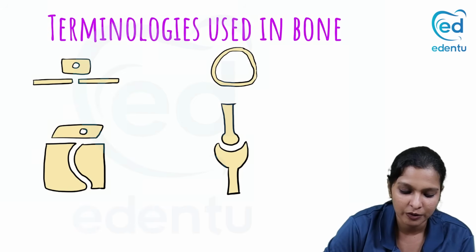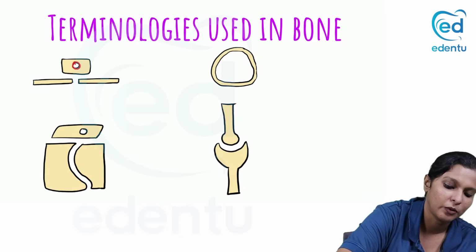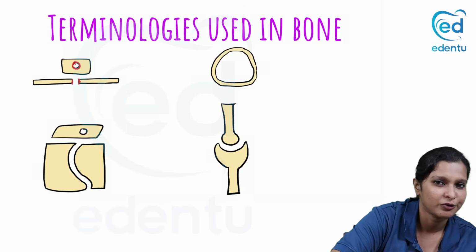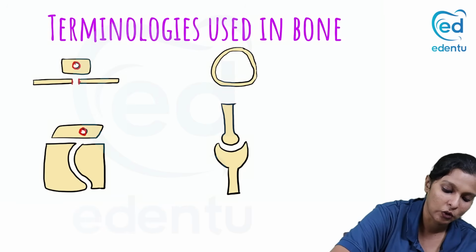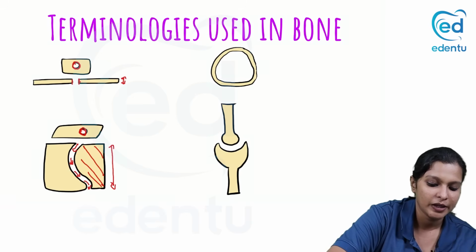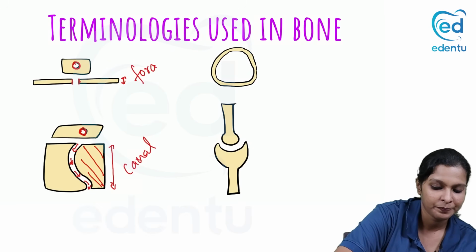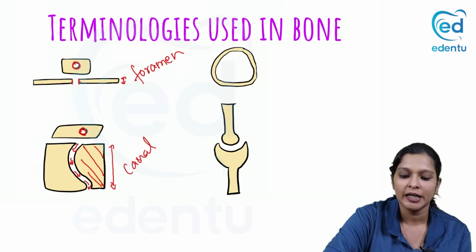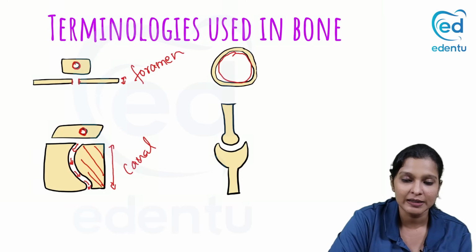Then we'll move on to the next set of terminologies. These are also used in bone only. If there is a hole in the bone, like this, in a very thin part of the bone, then it is called a foramen. Whereas if there is a hole that leads to an entire pathway, because the bone is very thick, you can see the bone is very thick. This is the thickness, whereas here it is very thin. Then this is called a canal. This is called a foramen and that is called a canal. And inside the bone, if there is an air-filled space, then it is called a sinus.